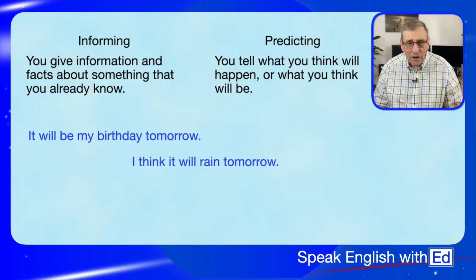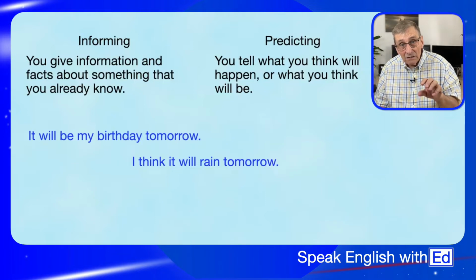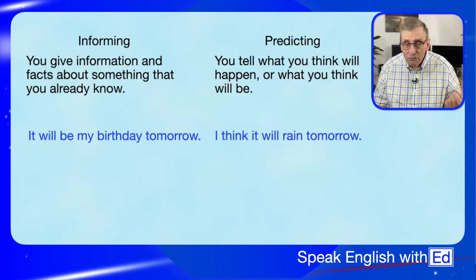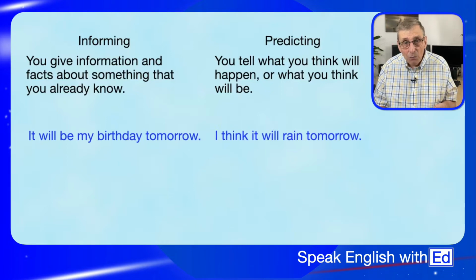I think it will rain tomorrow. Is this giving you information, or is this predicting? Well, actually, this is predicting, because it says I think. Now, when you say I think, you don't know for sure. You're thinking it will rain, so you're making a prediction that it's going to rain tomorrow.